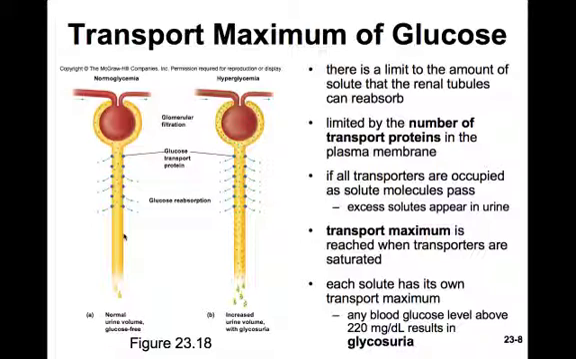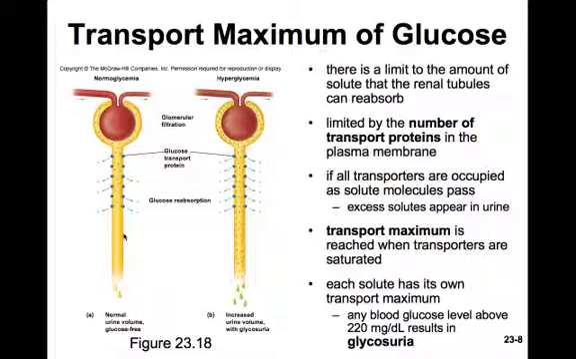Glucose is of most interest here. So when all the glucose transporters are occupied, the remaining solutes that can't be transported out of the tubule for reabsorption, such as glucose, are going to appear in the urine. With glucose, the maximum that can really be absorbed because of the limited number of transport proteins is about 220 milligrams per deciliter. Anything over that, we're going to see that glucose remains in the tubule and thus ends up in the urine.